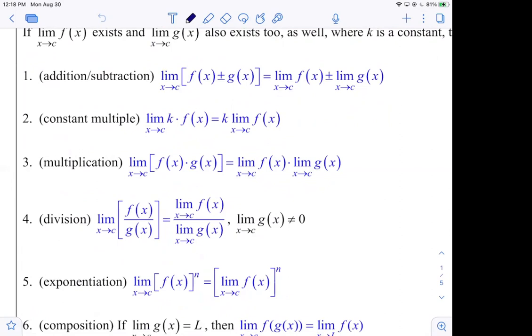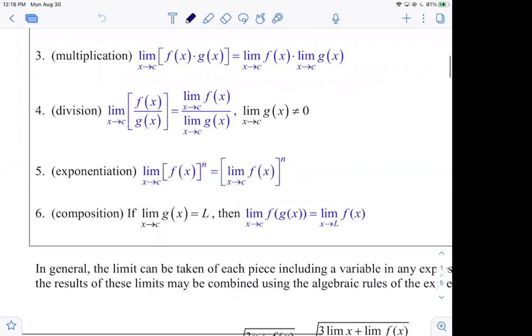So 1 through 5 are pretty straightforward. Essentially, anytime you have a variable, whether they're multiplied or divided, added, subtracted, exponentiated, you could take the limit of the individual pieces, get the result, and then combine the results using the indicated operation, okay? So how do you eat an elephant? Not one big bite. You eat it one little bite at a time, okay? One little bite with barbecue sauce, if you so choose.